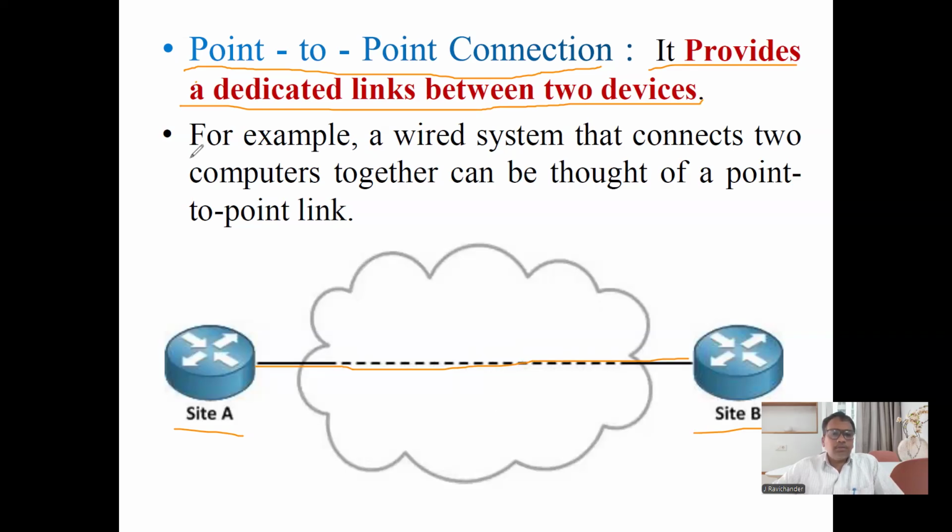For example, a wide system that connects two computers together can be thought of as a point-to-point link.